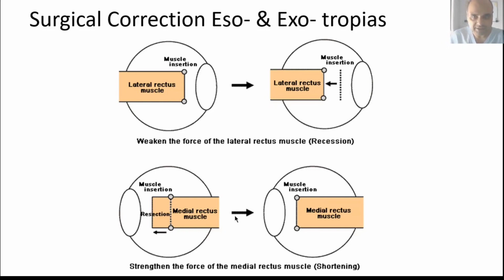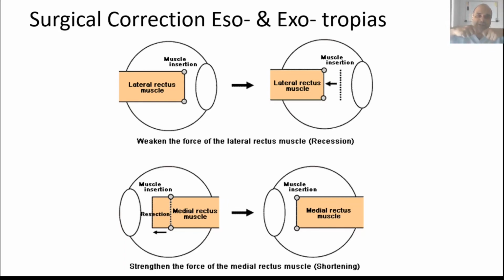Resection means to enhance the ability of a muscle to apply force to the eyeball, i.e., to enhance its power of contractility and enhance the torque generated by the muscle. That is done by cutting a bit of the muscle off by resecting it. Now, it might seem strange to you that we are shortening a muscle, and shortening a muscle would mean reducing the total amount of muscle mass. So, how is it strengthening it?